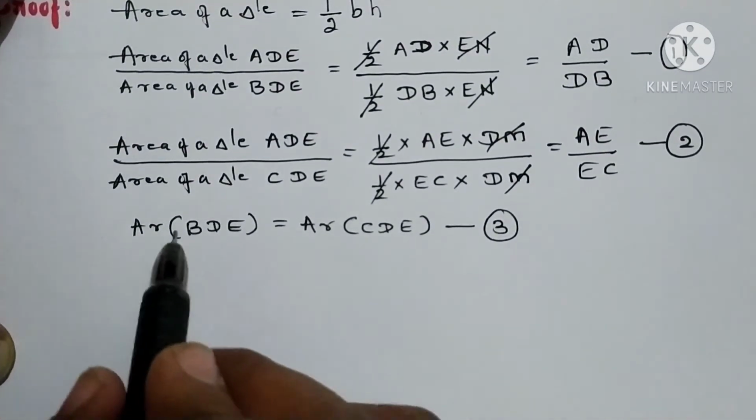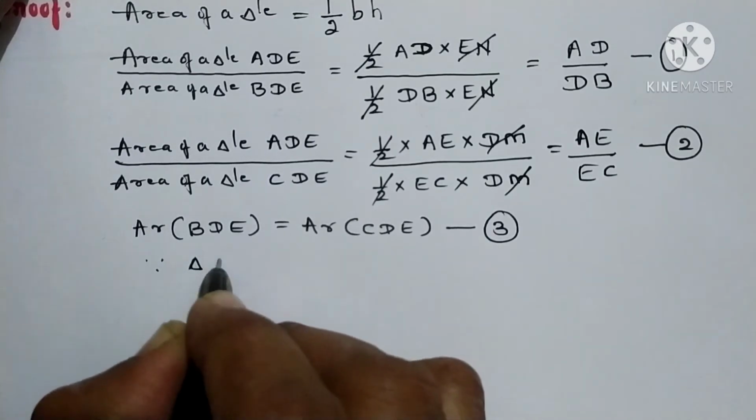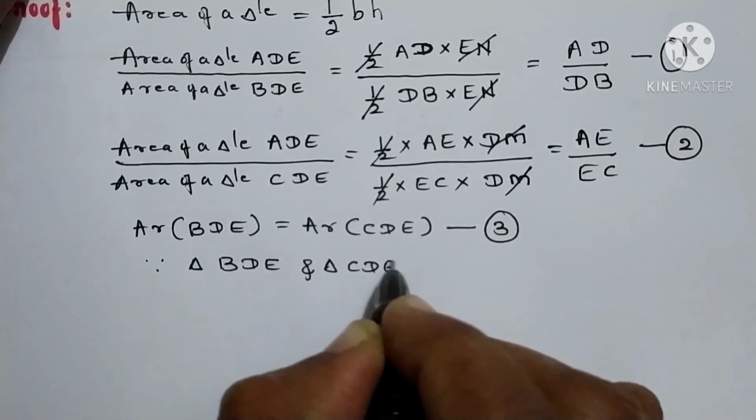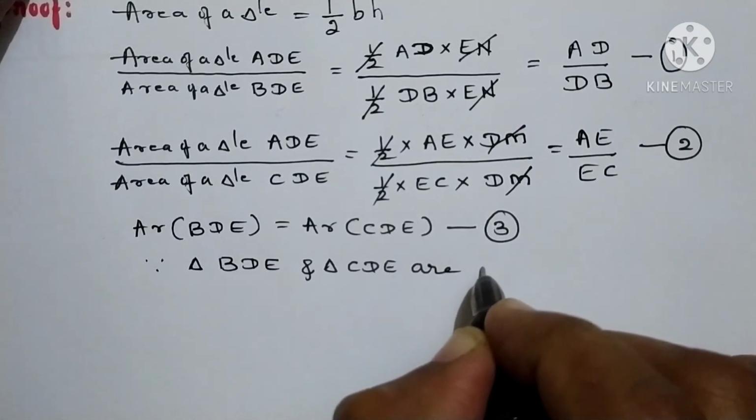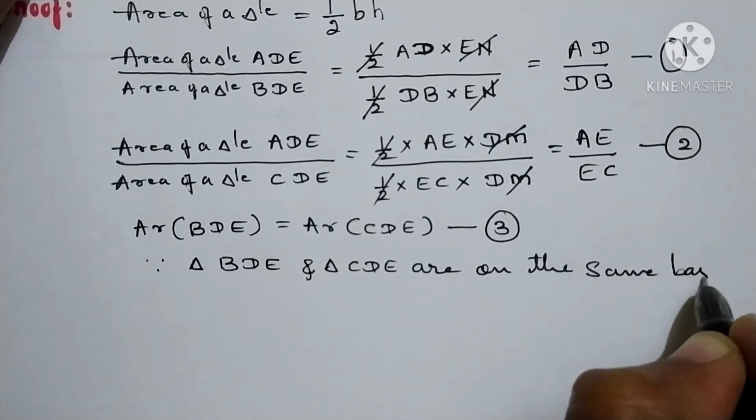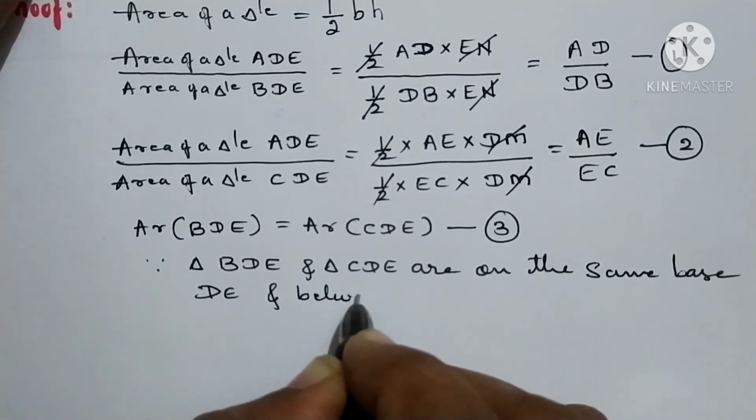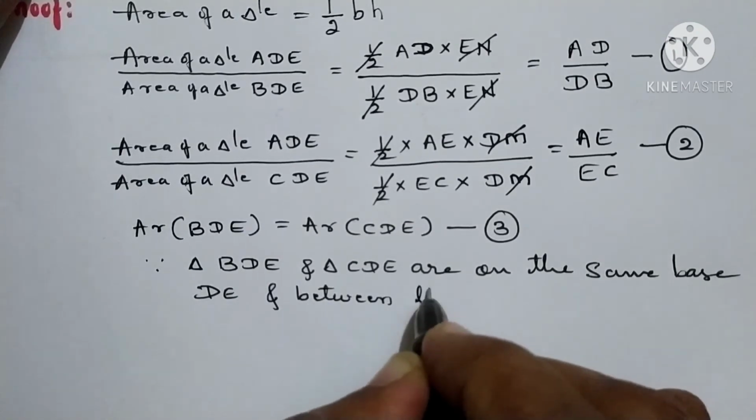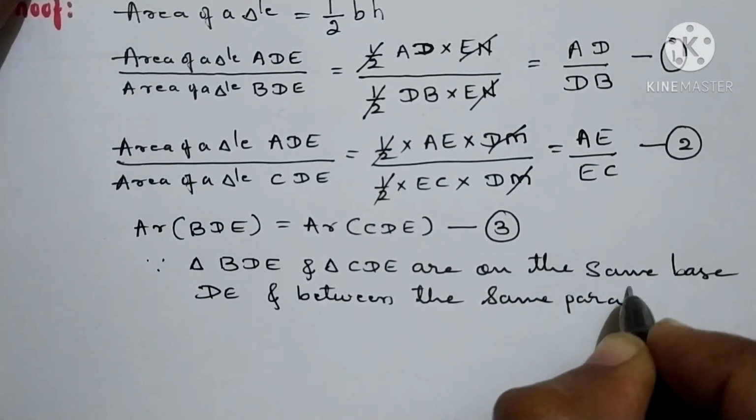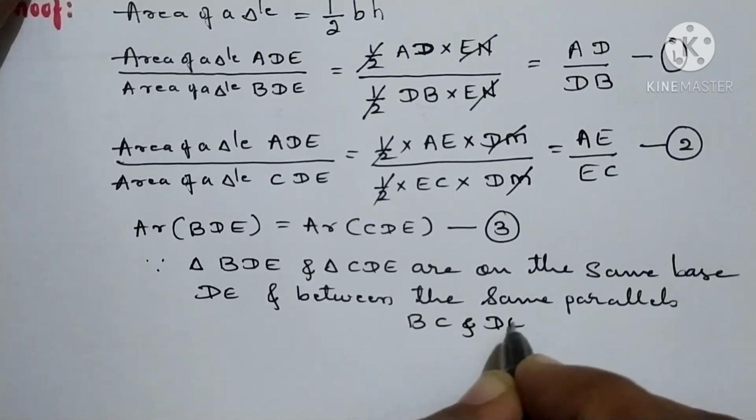Now here, why are these two equal? Because triangle BDE and triangle CDE are on the same base DE, and between the same parallels BC and DE.